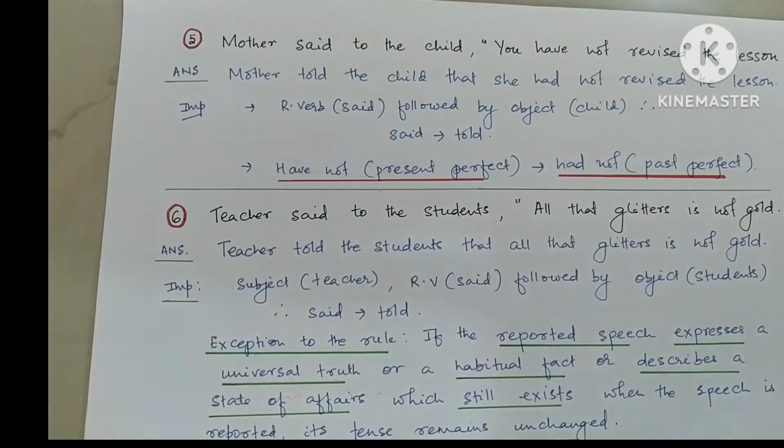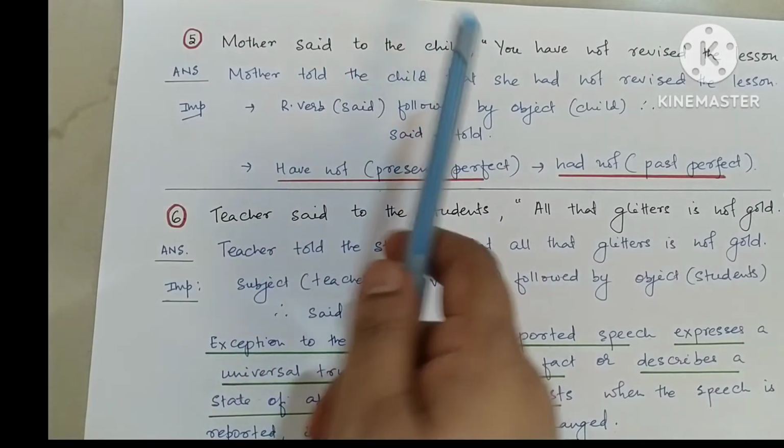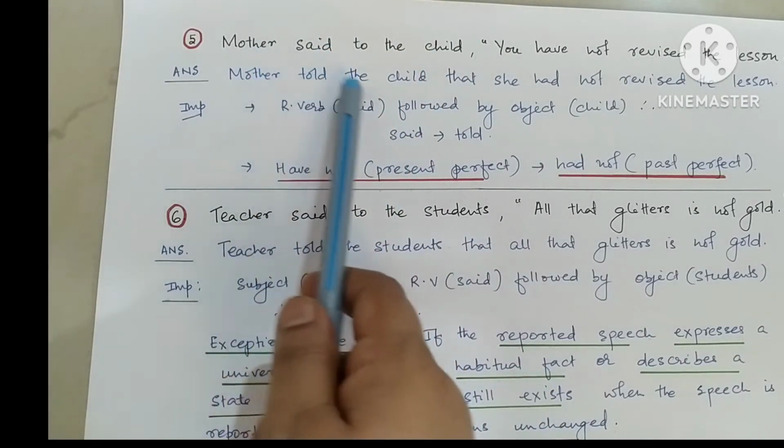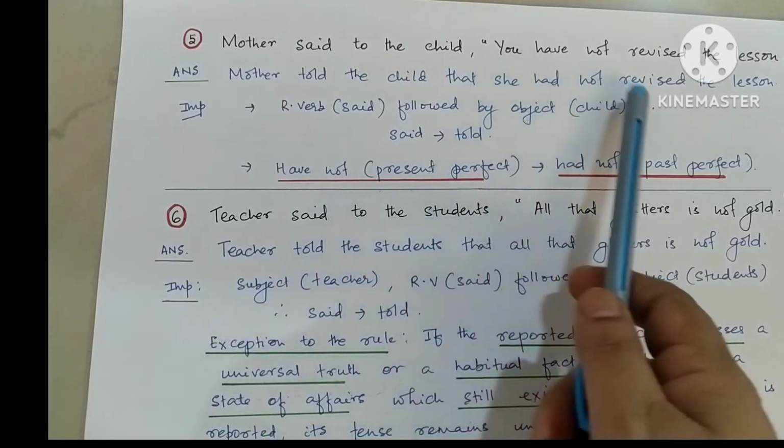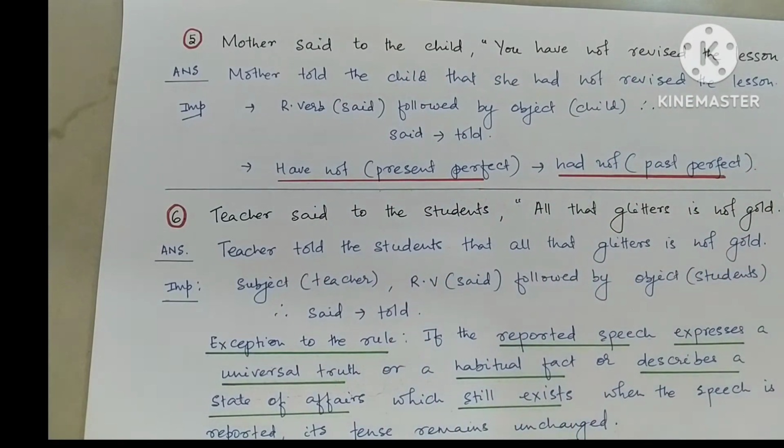Next, mother said to the child, "You have not revised the lesson." Reporting verb said followed by object child. So said becomes told. Mother told the child that she had not revised the lesson. Have not, present perfect, becomes had not, past perfect.